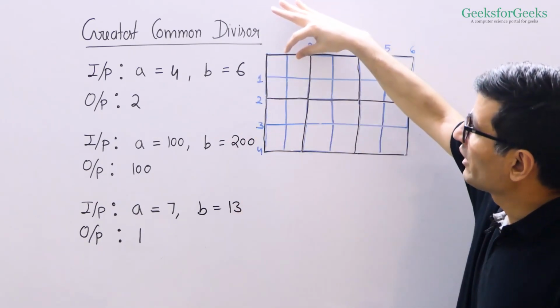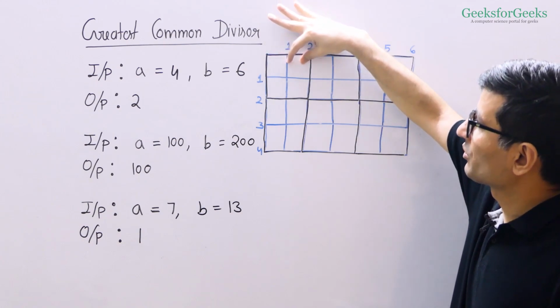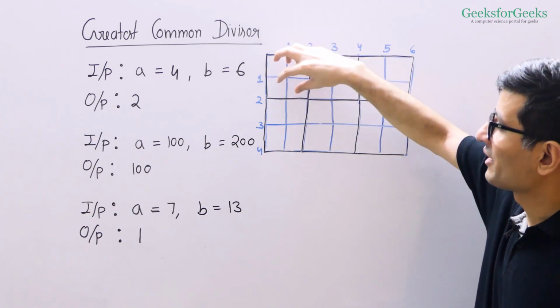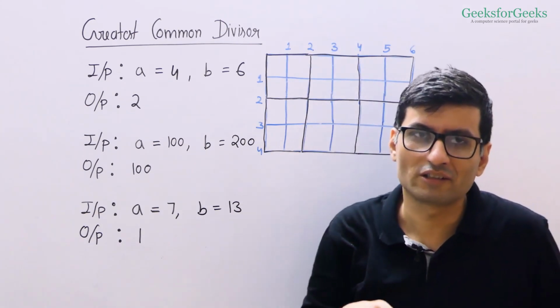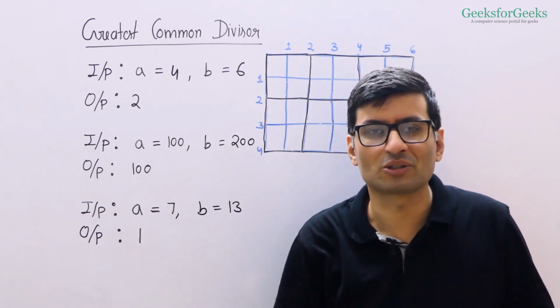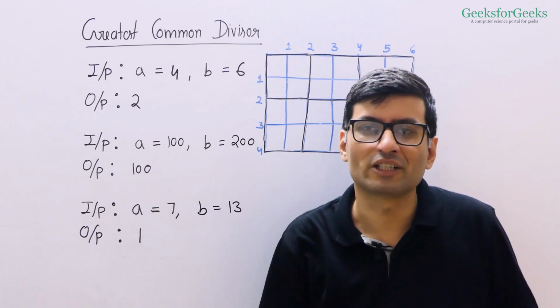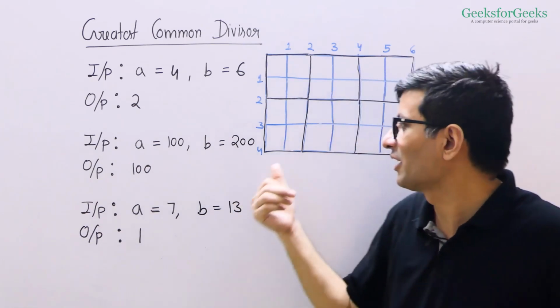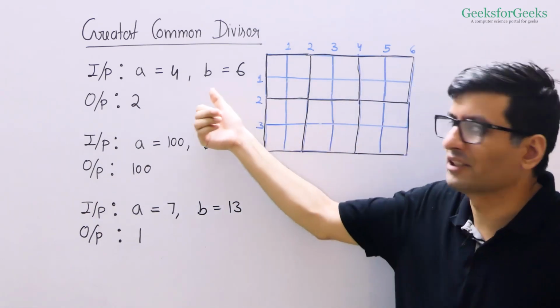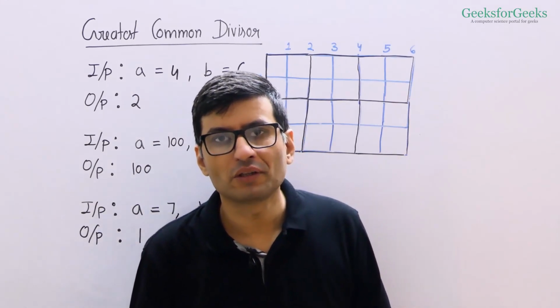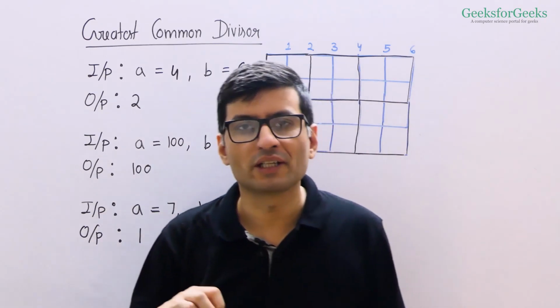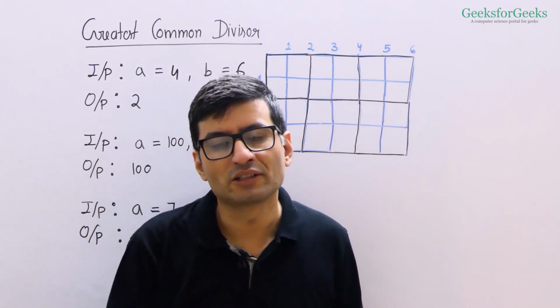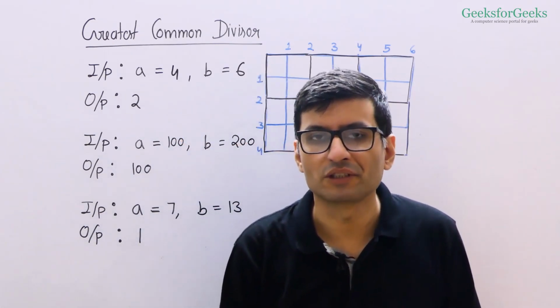Please note that we can fill the rectangle using 1 cross 1 tiles also, right? But there is a larger size tile, 2 cross 2, which can fill the whole rectangle. But there is no tile larger than 2 cross 2 which can fill the whole rectangle. So that's why our output is 2. So there is a good relation between this puzzle and GCD. Now please pause this video and try to write down a function that takes two numbers a and b as arguments and returns the greatest common divisor of these two numbers.